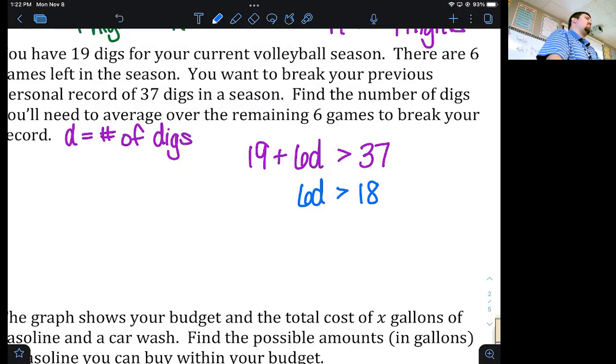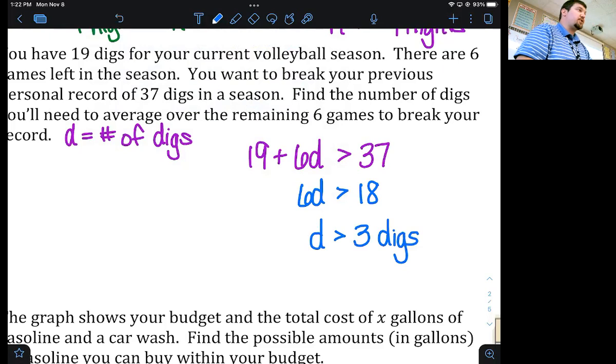So if you're thinking, Mr. Bright, doesn't average mean you're going to divide? Here's where I'm going to divide. I'm going to divide by 6 and figure out how many digs I have to get. What do you think, Emerson? How many digs are you going to have to average? Greater than 3. And don't forget to label.